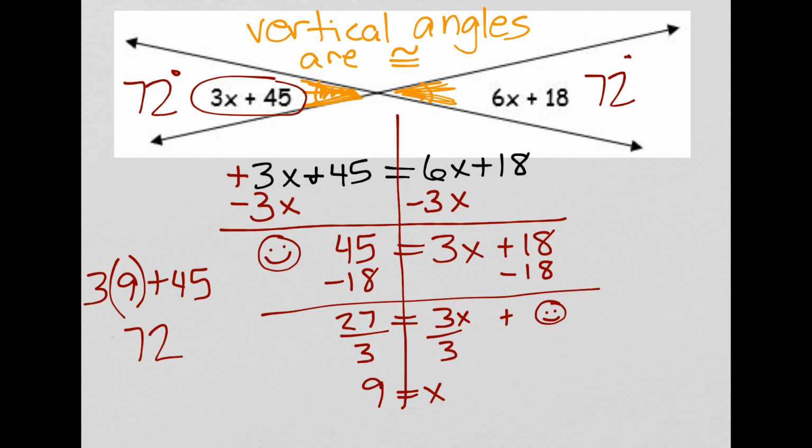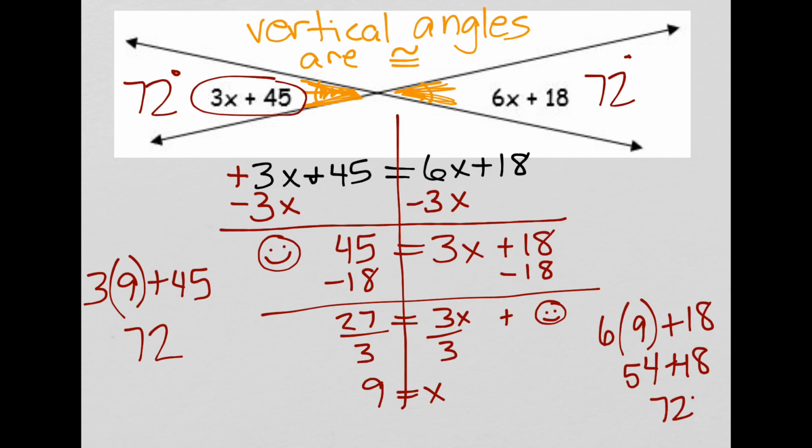Let's check just for sure. Just for kicks and giggles, just for fun, I would plug in a 9 instead of x. And then I would add 18. Hey, 6 times 9 is 54. And 54 plus 18 is 72.